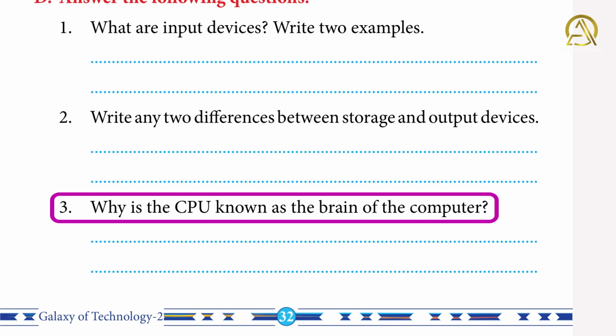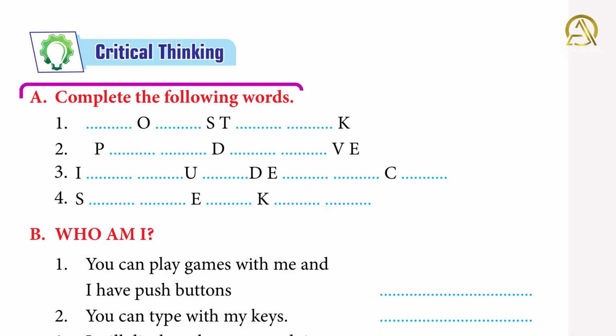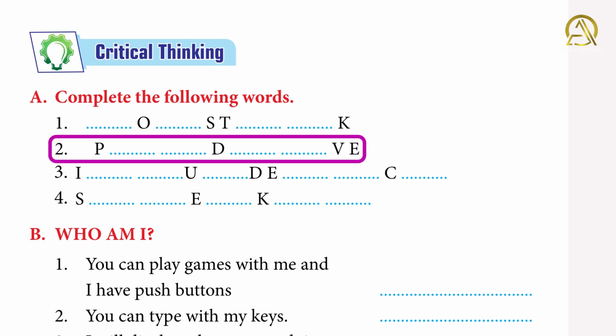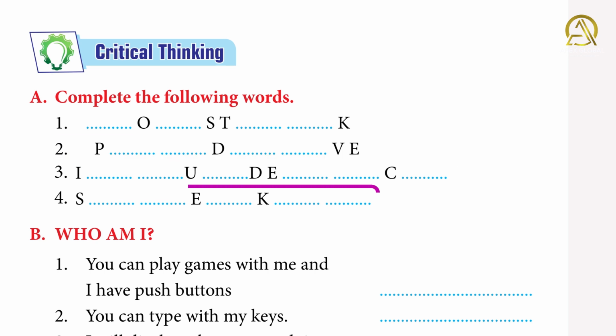3. Why is the CPU known as the brain of the computer? Answer: Because it controls the functioning of all the other parts of the computer. Critical thinking. A. Complete the following words. 1. Joystick. 2. Pen drive. 3. Input device. 4. Speaker.